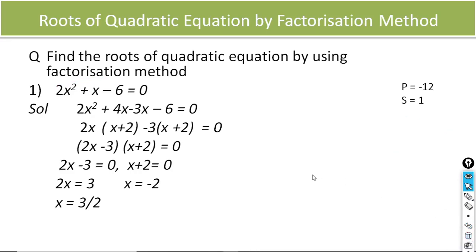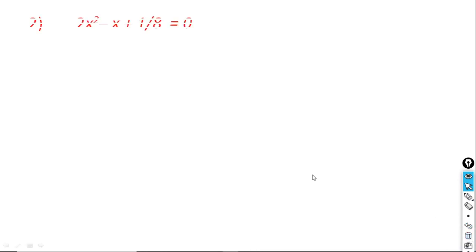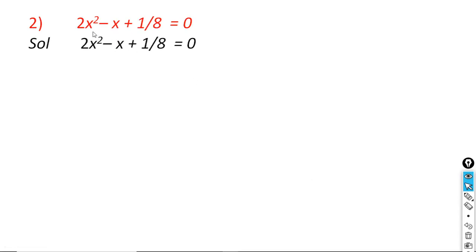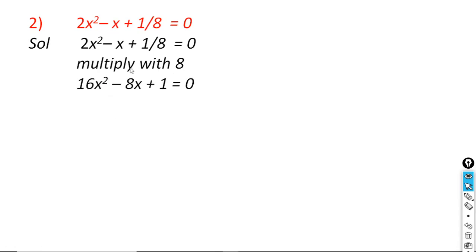Let us discuss a few more problems on this concept. Now in this problem, 2x² − x + 1/8 = 0. The last term contains 1/8. To simplify this, we will multiply the whole equation by 8, because the LCM of the terms is 8. As we multiply by 8, we get 8 into 2, 16x² − 8x + 1 = 0.